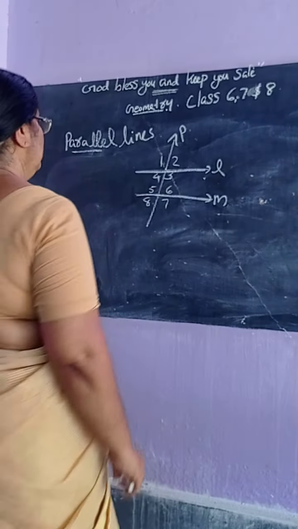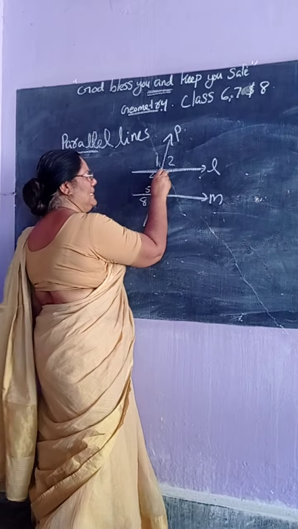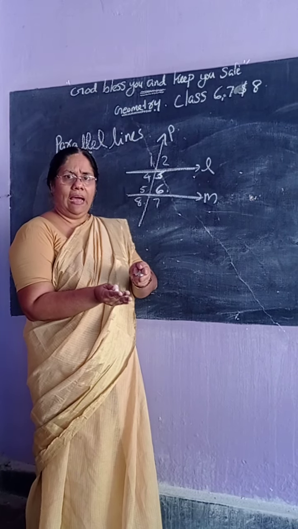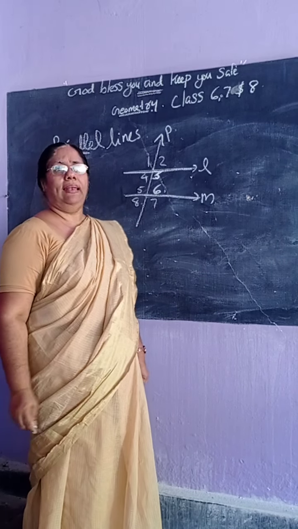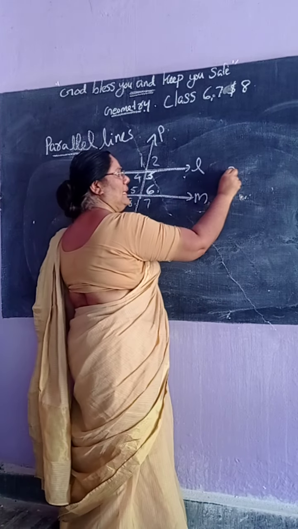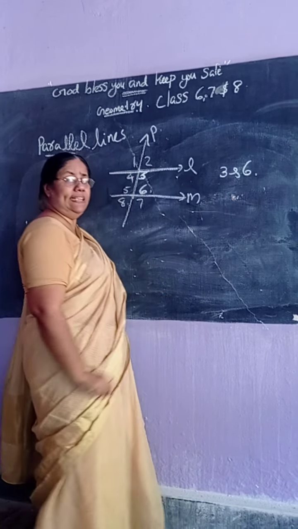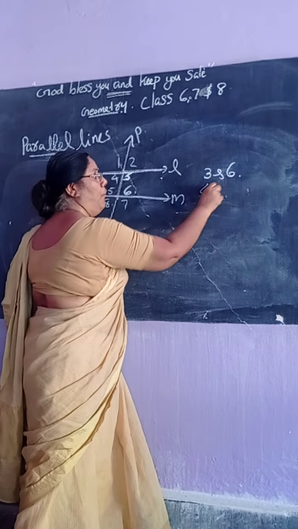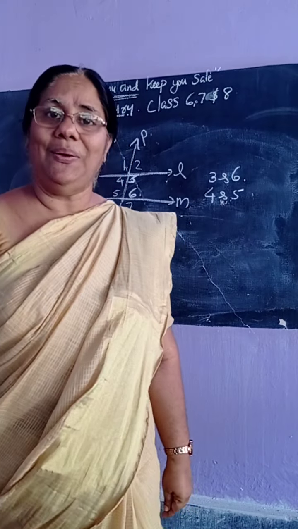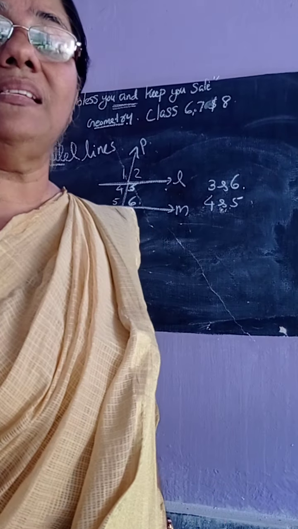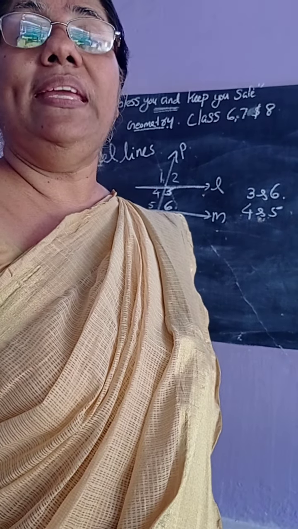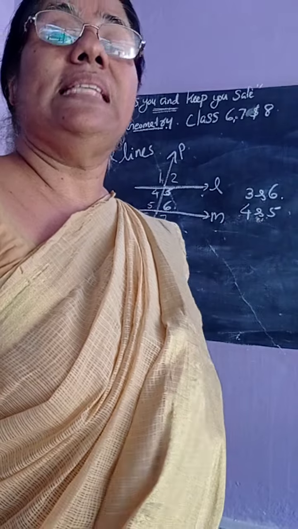Look here. This 3 is an angle, isn't it? And 6 is an angle. That means they are in between the parallel lines. 3 and 6 in this side, and 4 and 5. 3 and 6 are known as co-interior angles, and in the same way 4 and 5 are known as co-interior angles. Write the note. Co-interior angles are supplementary.